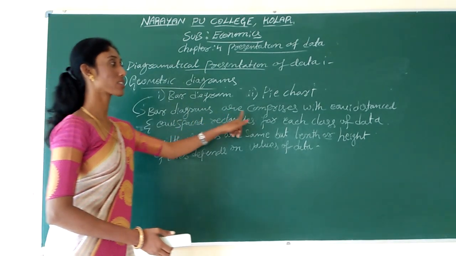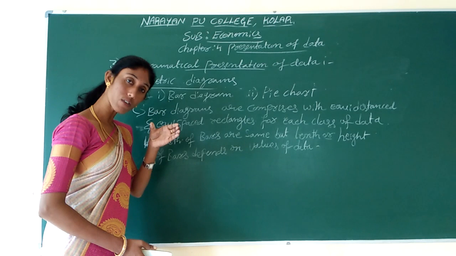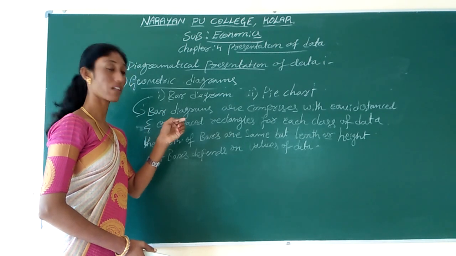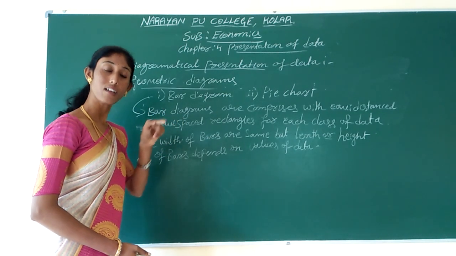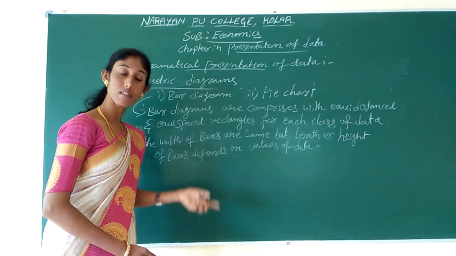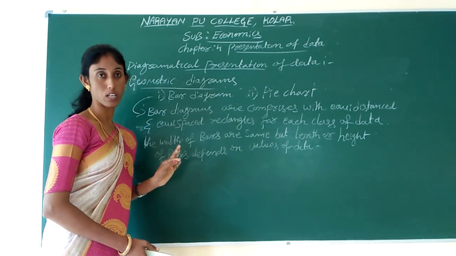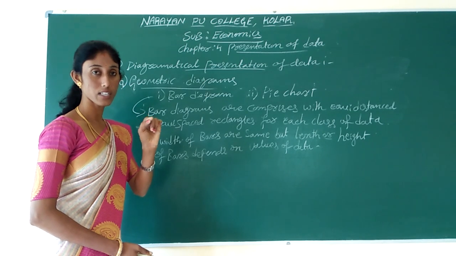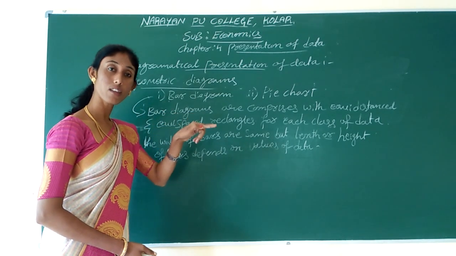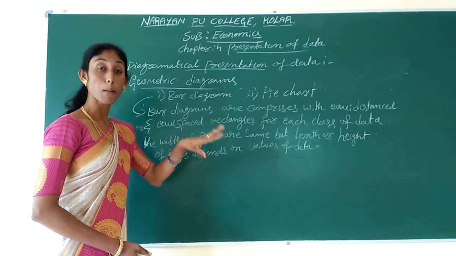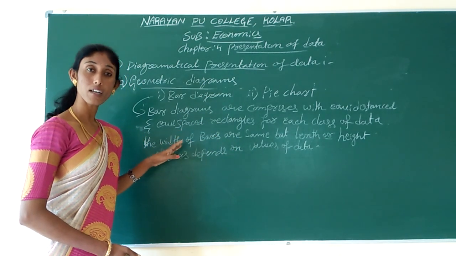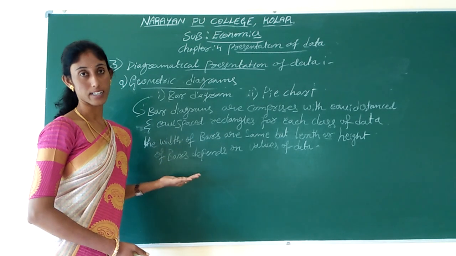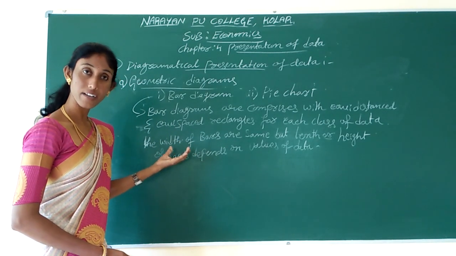Bar diagrams are comprised of equidistant or equispaced rectangles. Equidistant or equispaced means if the width of one bar is 1 centimeter, that will be applicable for each bar. All the bars' width will be 1 centimeter only. Or if we take one rectangle's width as 2 centimeters, then the width of all the rectangles will be 2 centimeters only. But the height of the bars depends on the value of a variable or the value of one data. Understood, right? This is what bar diagrams are.